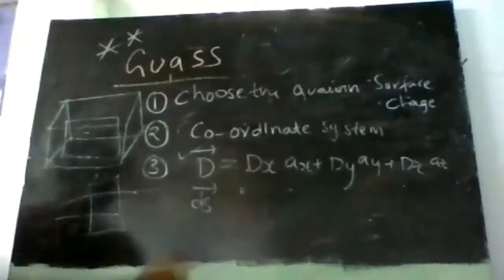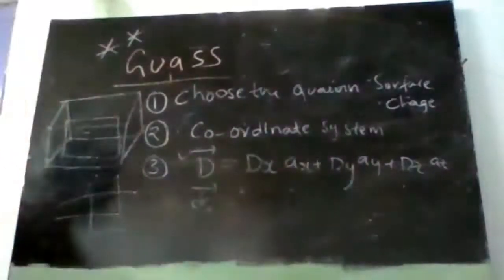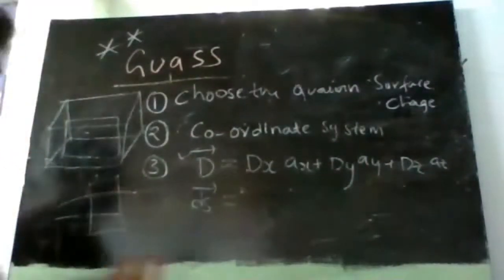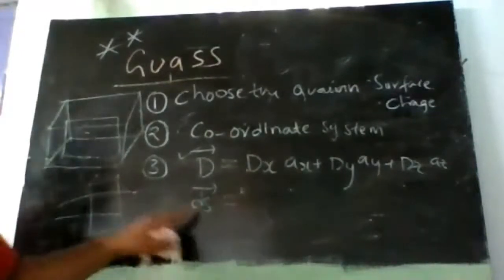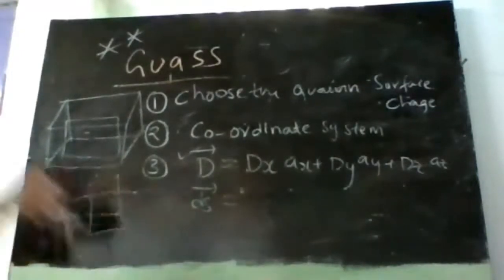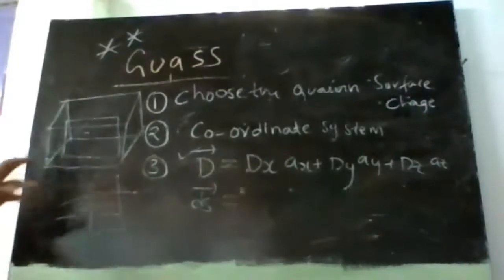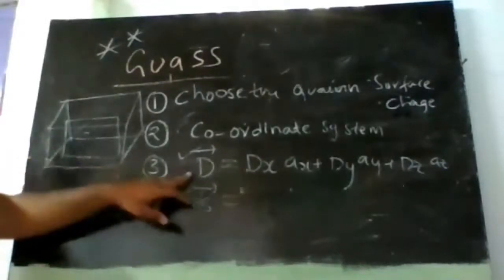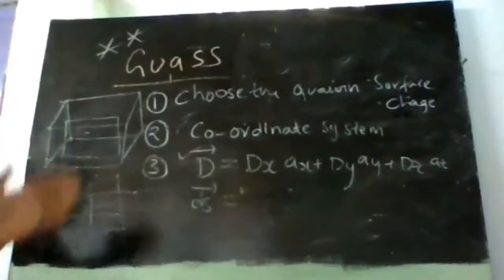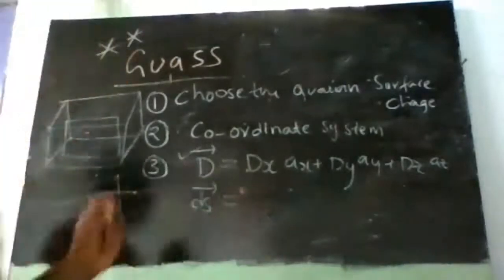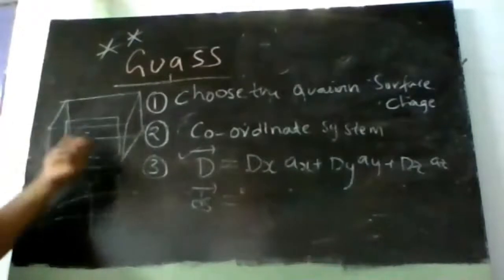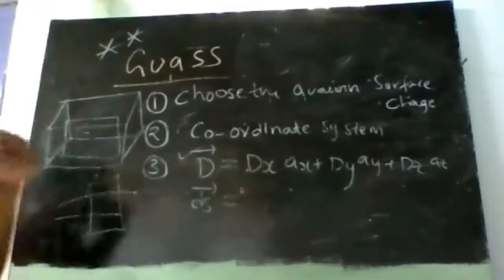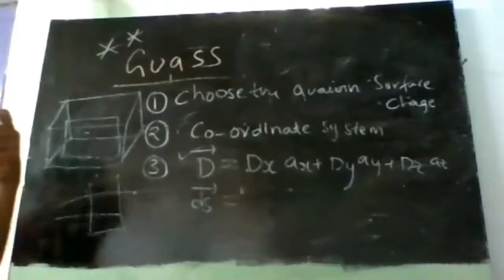Similarly, what is dS bar? It's a surface change, the surface area. Now the point we have to make is, this D bar has to be calculated along one particular direction that is normal to the charged body, or that is normal to the surface.